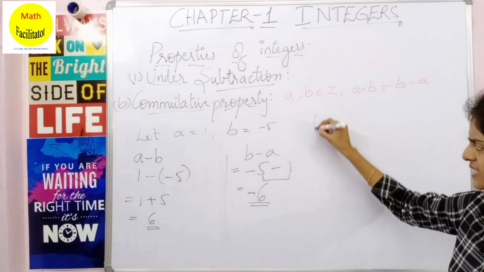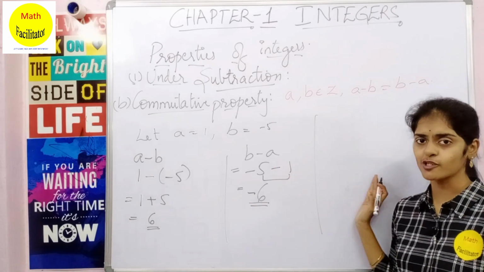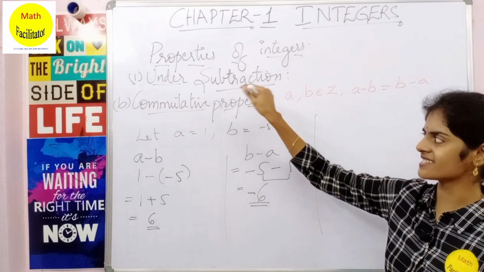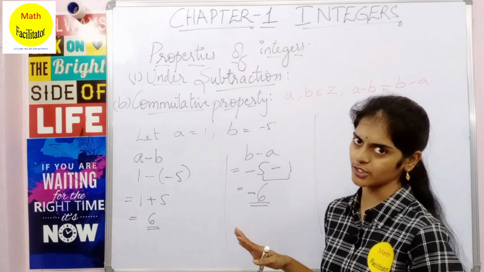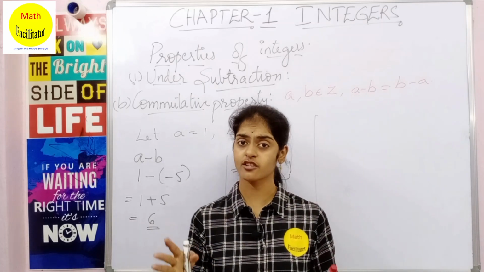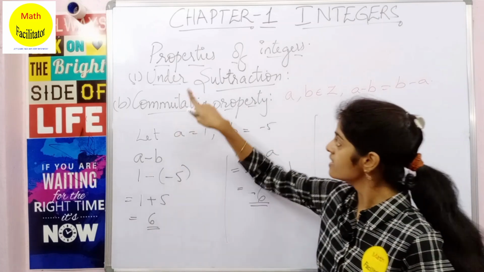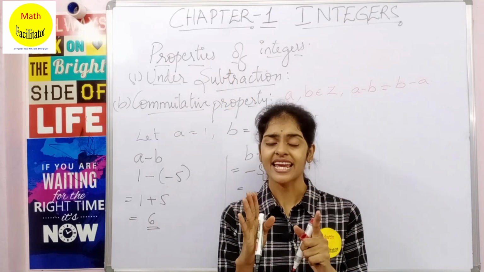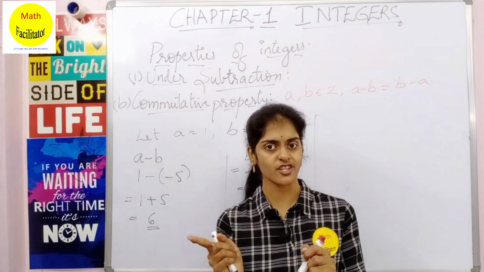You take one more example and try to prove that commutative property does not satisfy for integers under subtraction. Similar to commutative property, even associative property does not satisfy for integers under subtraction. So I want you to take an example and tell me if integers are commutative under subtraction or not.